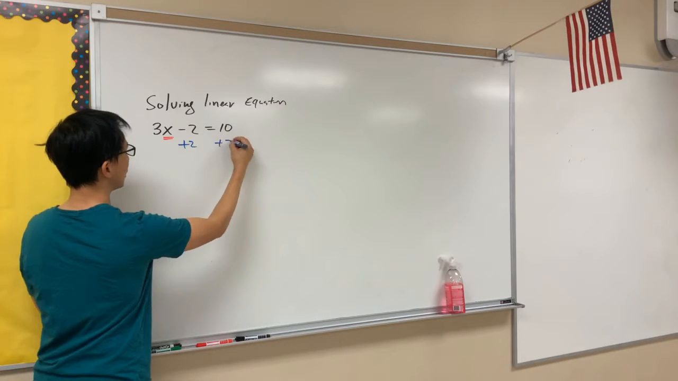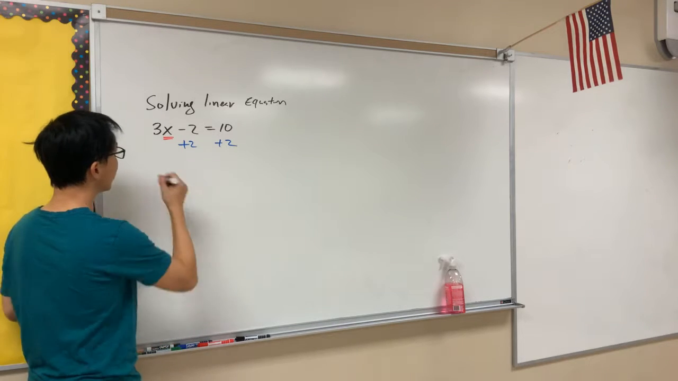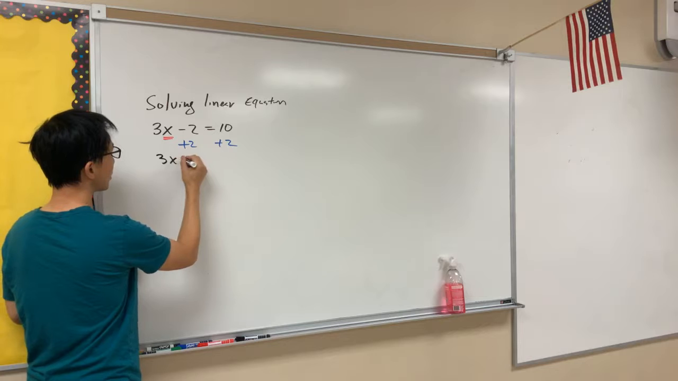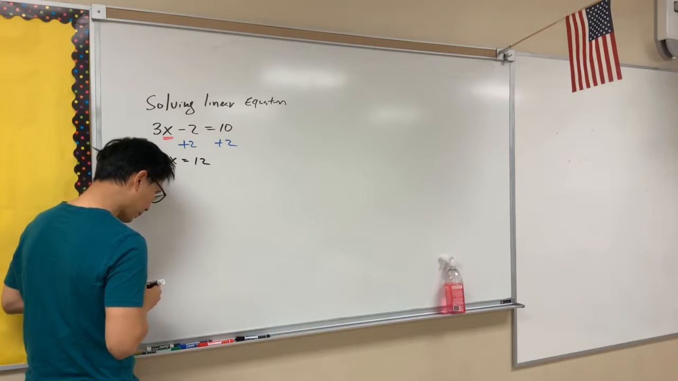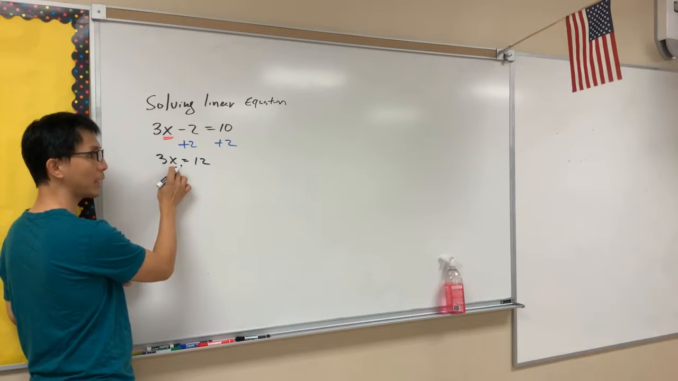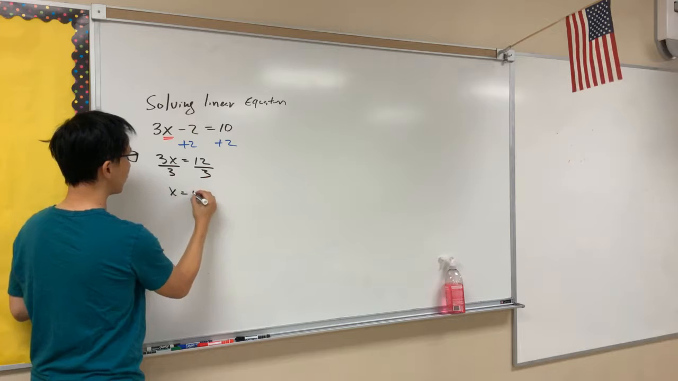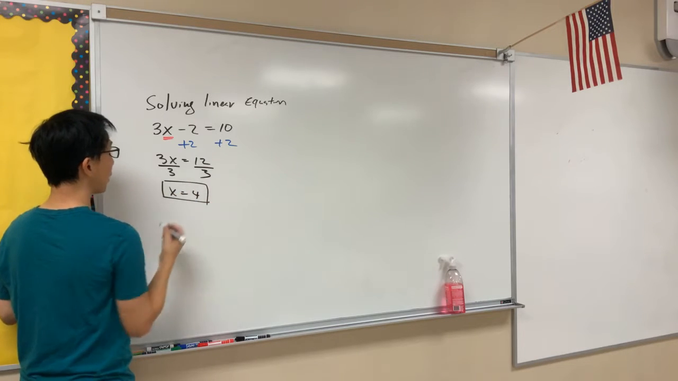So I'm going to add 2 here. If I add 2, then I get 3x is equal to 12. And then I'm going to divide by 3, because I'm not solving for 3x. I'm getting x by itself, so I divide by 3. So x is equal to 4. That's my final answer.